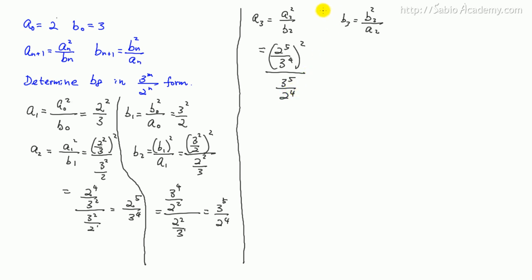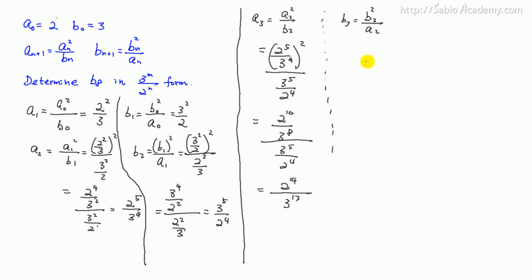Okay, which will result in what? Upstairs would be 2 to the 10th over 3 to the 8th. And then downstairs is 3 to the 5th over 2 to the 4th. What would that give you? That would be 2 to the 14th over 3 to the 13th.